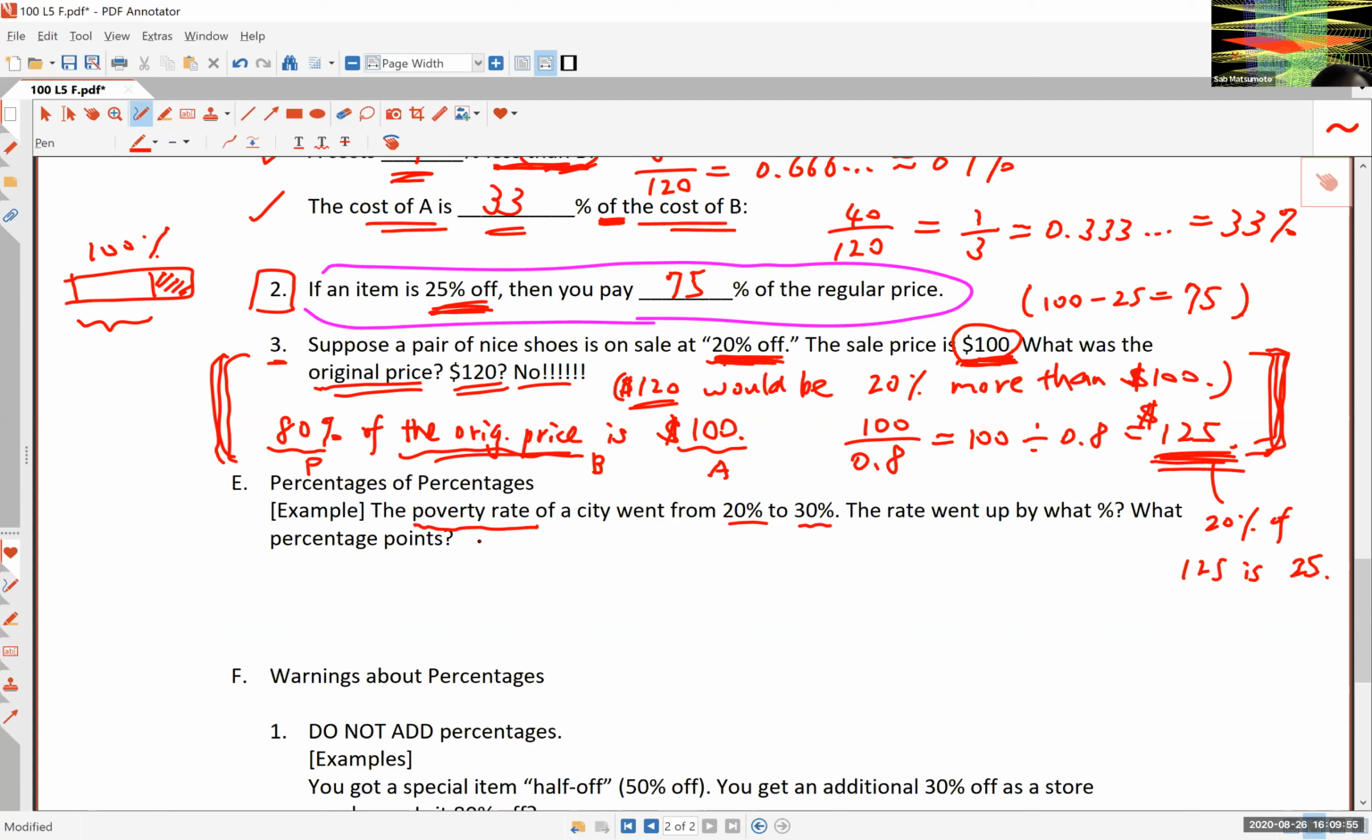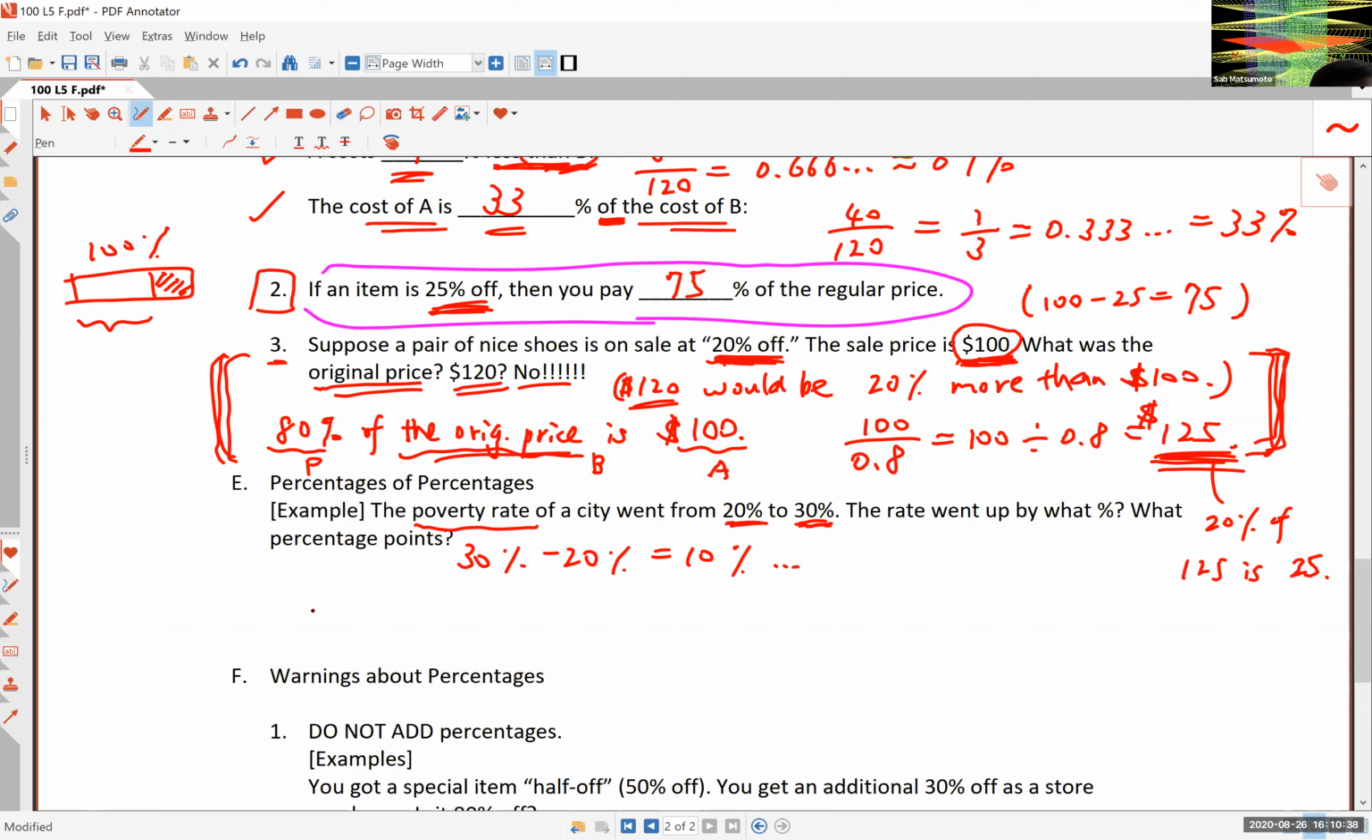All right, so let's say the poverty rate of some city went from 20% to 30%. Not very good news. But then what do you do with this 20% and 30%? Because these are both percentages. The rate went up by what percent? Well, you could say 30% minus 20% is 10%. And it does have a meaning because it went from 20% to 30%. That is a 10% difference, right? So it is okay to talk about the 10% change, but the 10% change sounds like it only increased by 10%, but that's not the case.